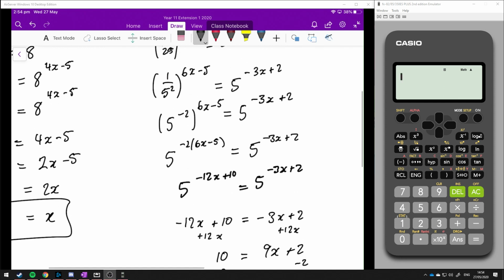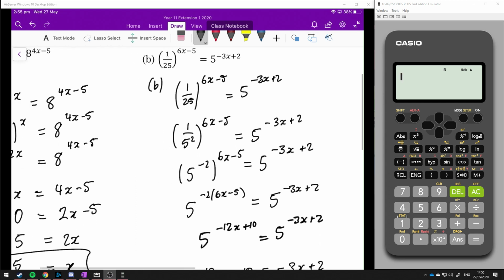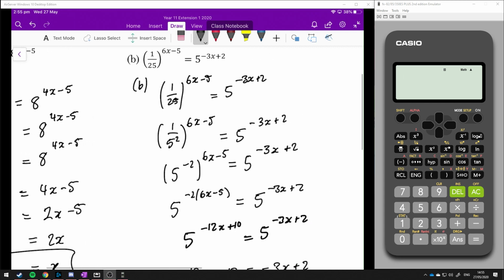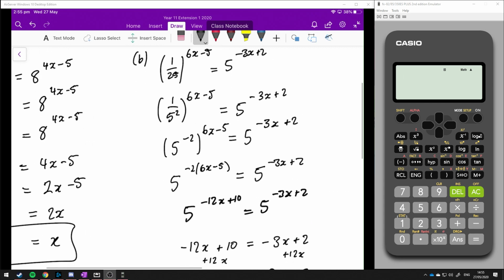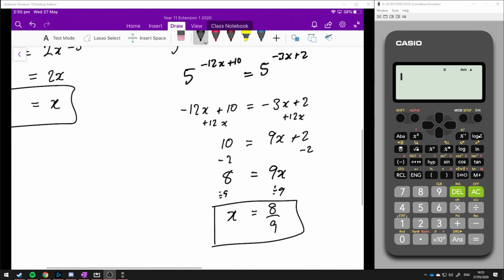So as you can see, when solving these problems involving equations with different powers, where the unknown is in the power, it's all about the manipulation. Manipulate your values and manipulate your bases until you get something that you want, and then use your index laws and index rules to change it for what you want.